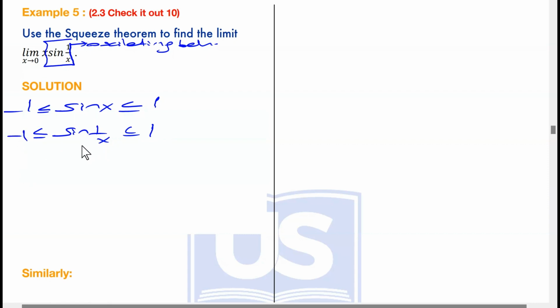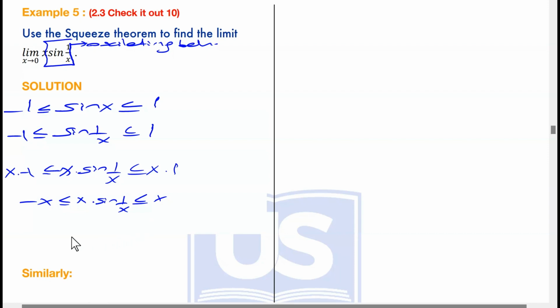And I'm not done, because my function is not sine 1 over x. It's x times sine 1 over x. So I should multiply sine 1 over x by x. To keep the balance, whatever I am doing on one side of the equation or inequality, I should do the same on the other side. If I am multiplying the middle function by x, I also should multiply the right side and the left side by x. x times 1, x times negative 1. So on the left, I have negative x. On the right, I have positive x. In the middle, I have what's given.